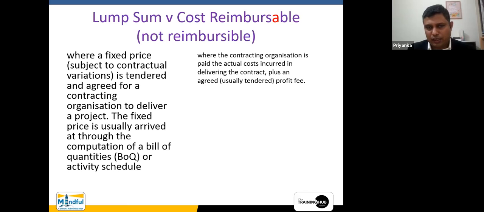Then there is a type called the cost reimbursable contracts. Sometimes I may pronounce it in a different way, but the correct wording is cost reimbursable, where the contracting organization is paid the actual costs incurred in delivering the contract plus an agreed profit fee. They call it the profit fee, because the overheads will also be included within the amounts given on the cost reimbursable basis, since overheads may be changing. However, there is an agreed profit between the parties, and whenever there is additional work, everything will be done on the cost reimbursable basis. And there is a special provision in NEC, the New Engineering Contract, related to that as well.